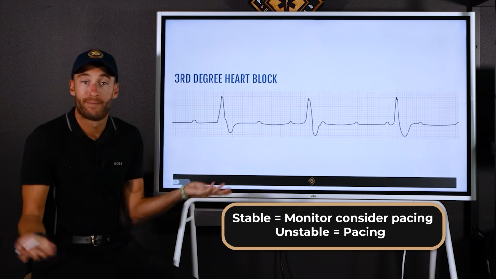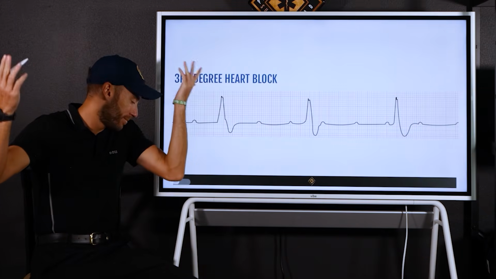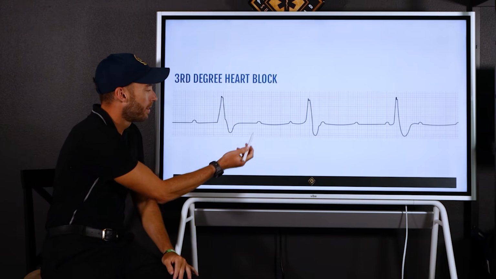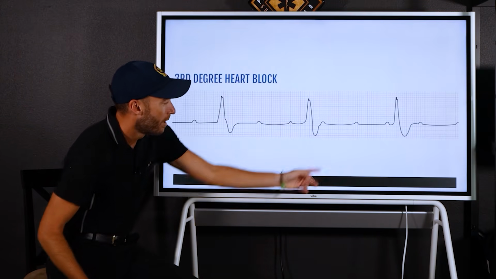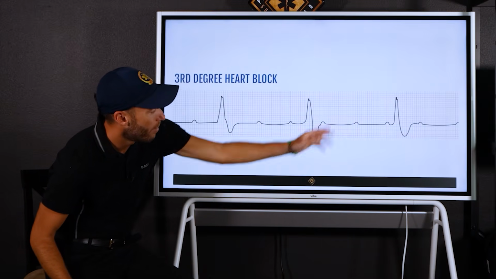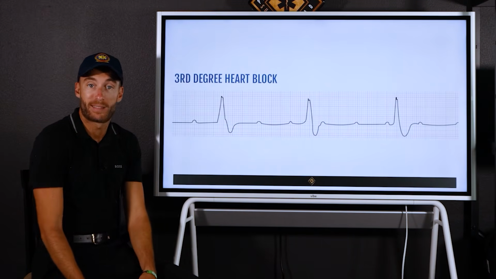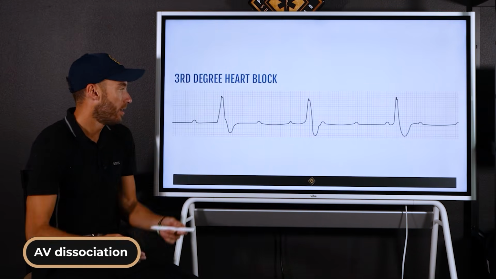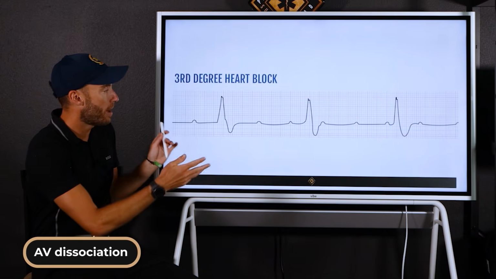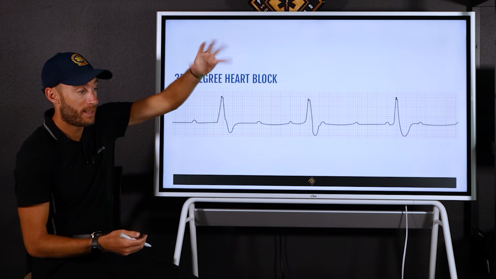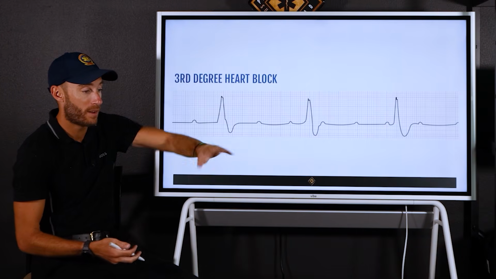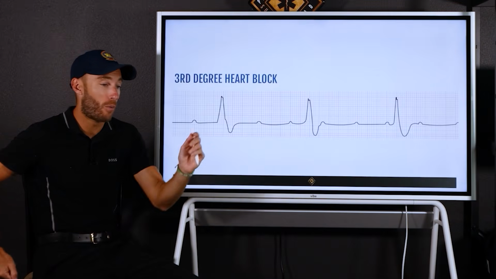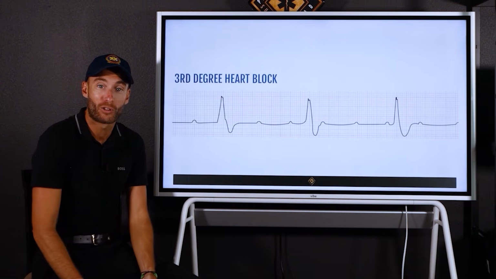Third degree heart block. Nothing makes sense, I told you. Look at this. P wave, QRS. P wave, P wave, QRS. P wave, P wave, QRS. P wave. Nothing makes sense. It's called AV dissociation. The P wave, meaning the atria of the heart, is not talking to the ventricles, and they're all firing at their own rates. A third-degree heart block is the wild, wild west of electrical activity.